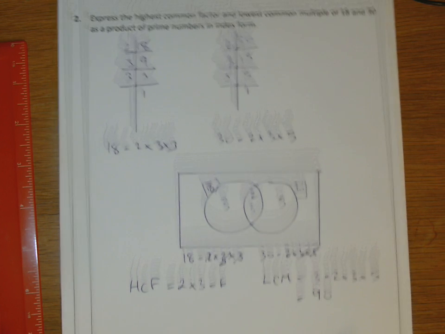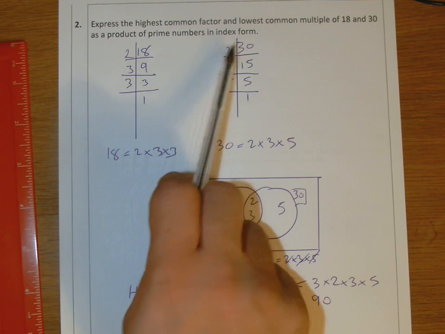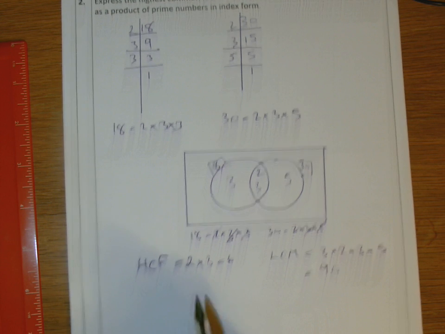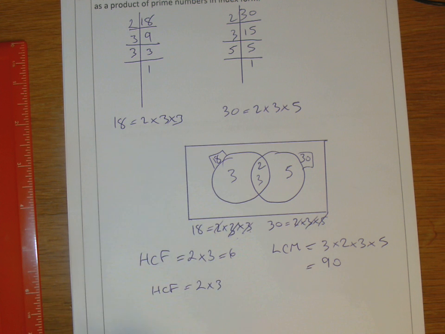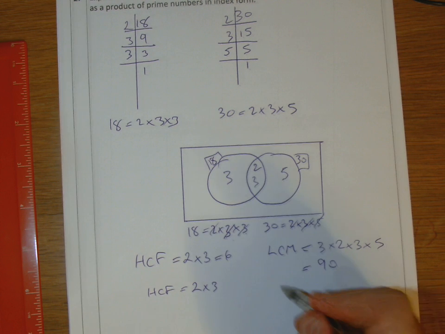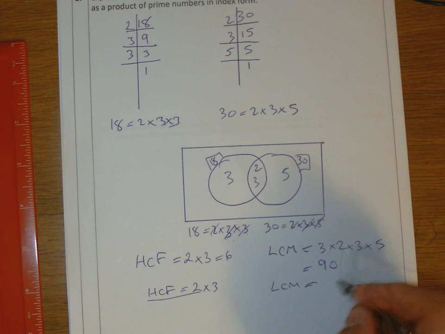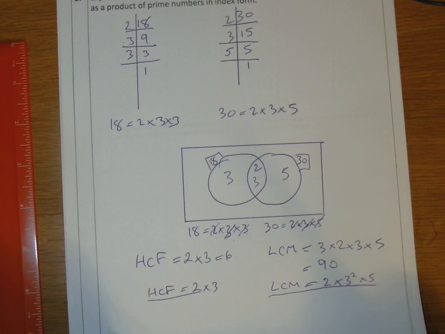But of course, if we go back to check the question, to see if I've answered it right, they're asking for them in index form. So whereas I actually worked them out, all I needed to do was write them in index form. So I went one step too far here. So the highest common factor is just 2 times 3. And then the lowest common multiple is 2 times 3 squared times 5. Okay, that's what they wanted. They wanted it in index form, so that's how you should leave it in that case.